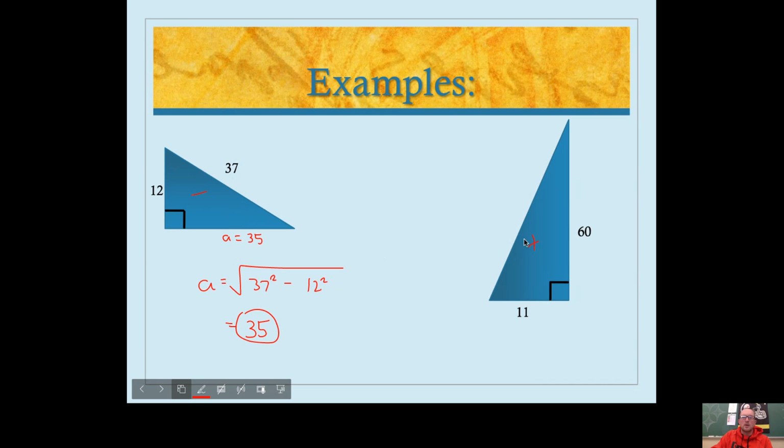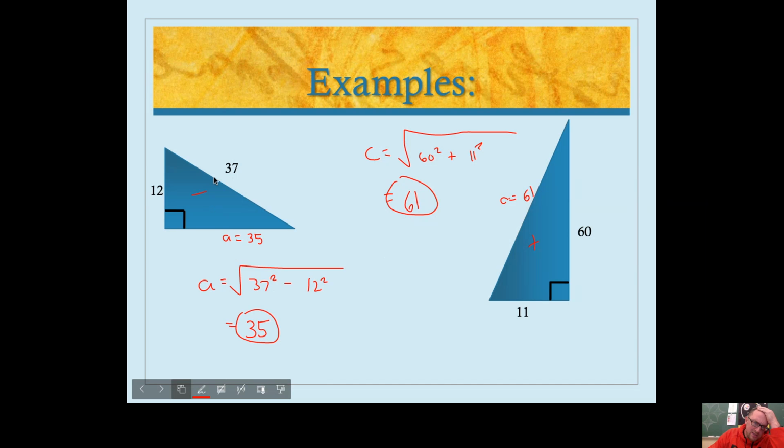Sounds good to me. We have both legs here. We want that hypotenuse. We're going to take the legs and square them. We're going to add them, then take the square root. I'll type it in. Square root 60 squared plus 11 squared. That gives me 61. And 61, it's exactly 61. It's bigger than 60, so that makes sense as an answer.